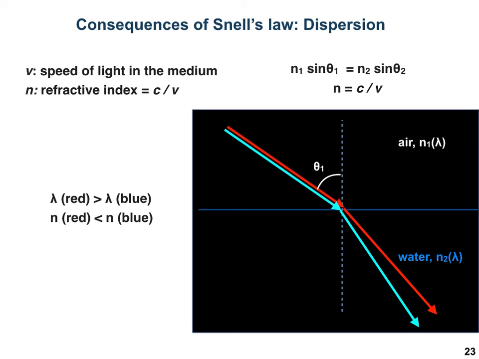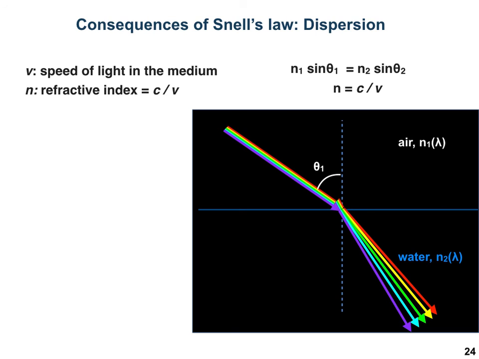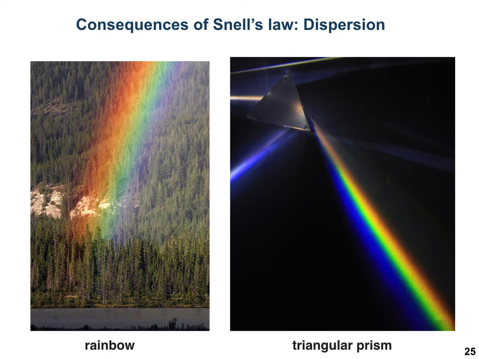And in air, the n1 and the theta 1 are the same for both of them. We can again use Snell's law. Since n red is smaller than n blue, the theta 2 for red light will be larger. That's why the red light has a wider refraction angle than the blue light. The blue light is bent more than the red light. And now imagine we have all different wavelengths. What we get is a continuous dispersion of different light with different wavelengths. That is what we see in this beautiful rainbow. And also we can intentionally use this phenomenon. We can use a prism to separate light with different wavelengths.